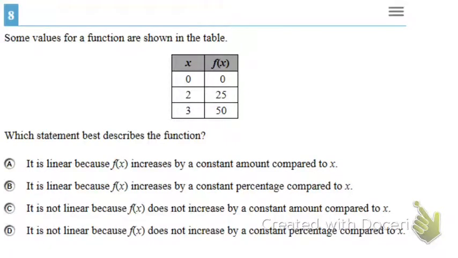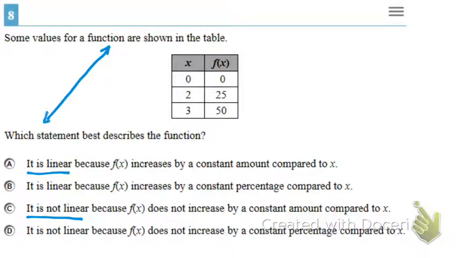So here it's showing us some values for a function in this table. And it says which statement best describes the function. And you can see that it's trying to ask us if it is linear or if it's not linear and why. So you need to remember that if it is linear, it has a constant rate of change.